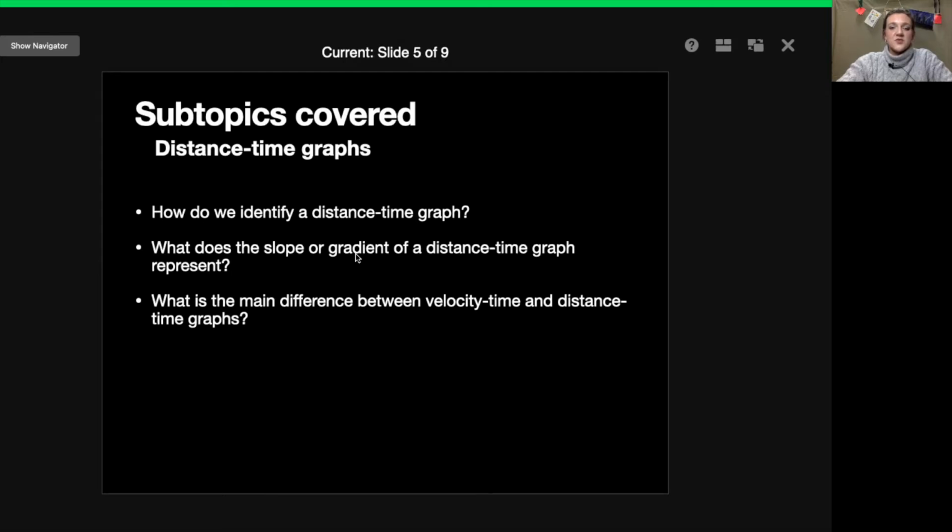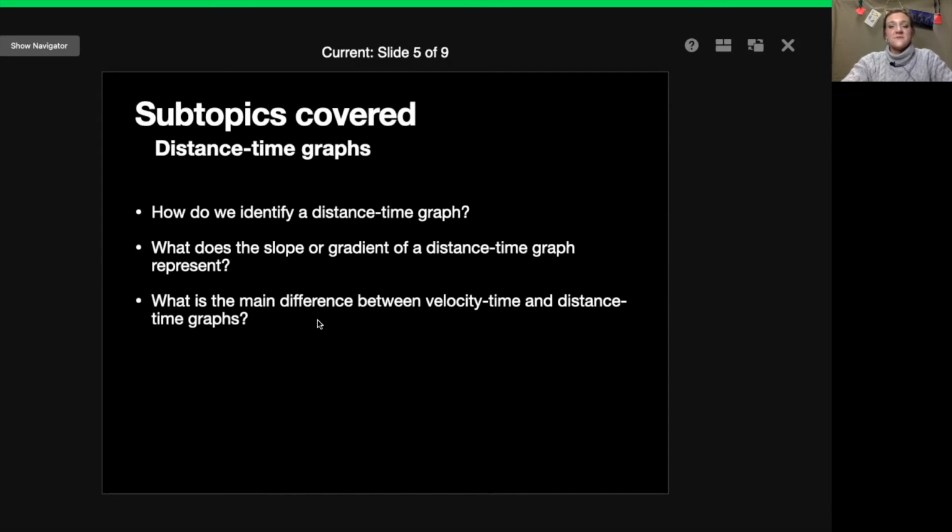What does the slope or gradient in a distance time graph represent? If you remember our equations, distance and time goes with velocity. So the slope will talk to us about the velocity of the object. It will represent the velocity of the object.